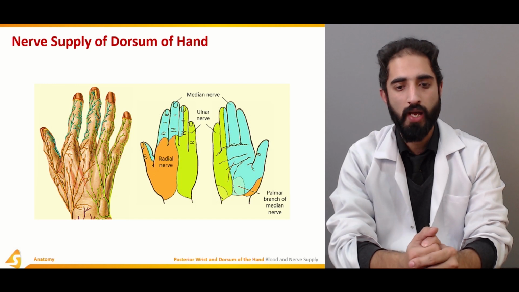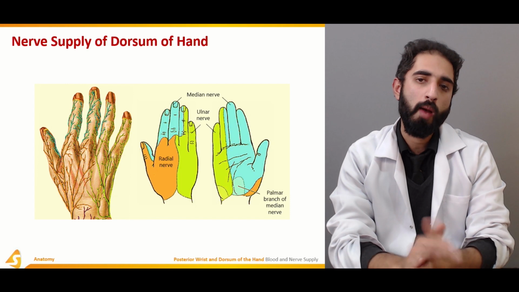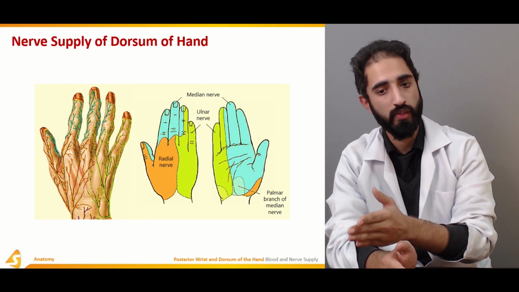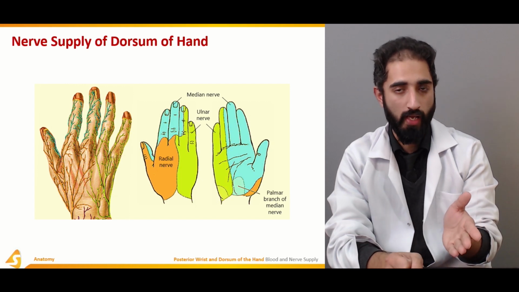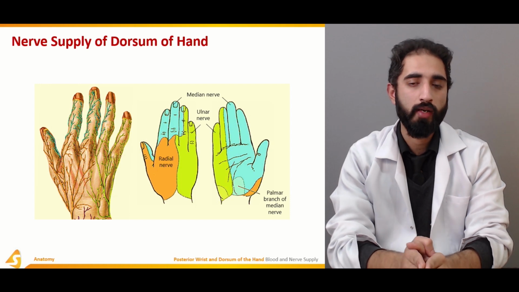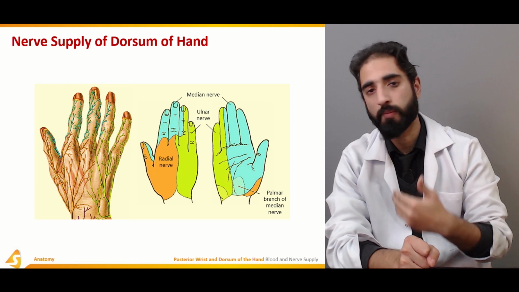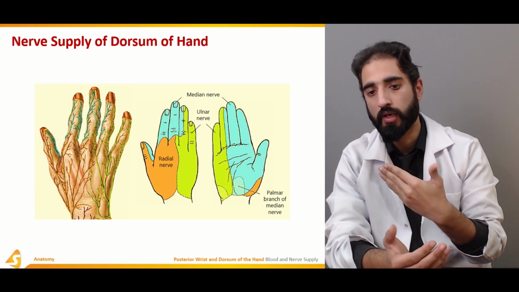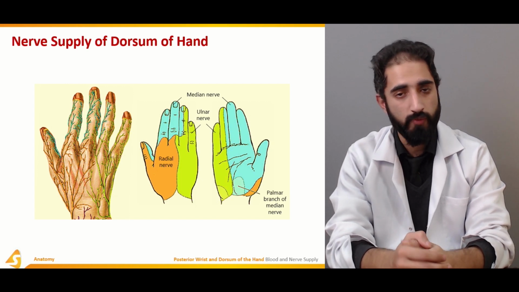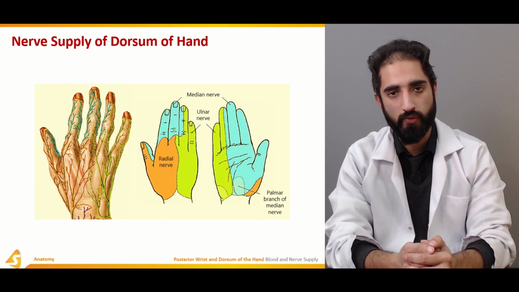So talking about the nerve supply, we have the radial nerve, the median nerve, and the ulnar nerve. If we remember the nerve supply of the palm of the hand, we had the lateral 3.5 fingers being supplied by the median nerve. However, the medial 1.5 finger was supplied by the ulnar nerve. But the median nerve actually supplies the whole of the palmar aspect of the lateral 3.5 fingers, but not the whole of the dorsal aspect of the lateral 3.5 fingers.